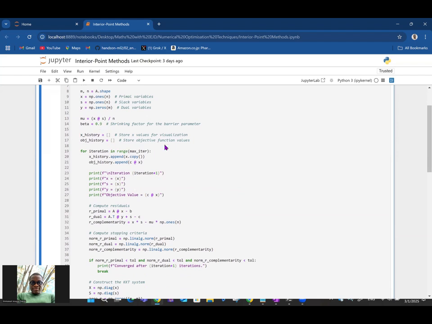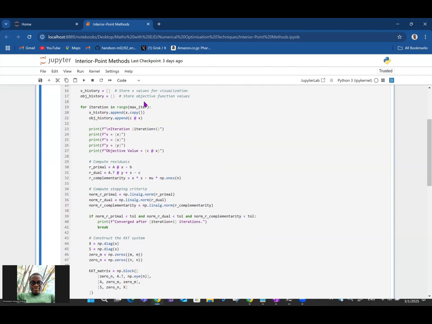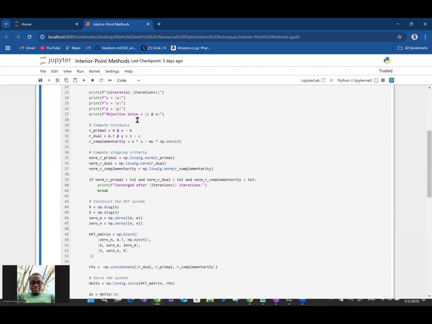Then you need to store x values for visualization. That's the x history and the objective history. Also, you want to store it for the process. So for iteration in range of the maximum iteration, you do all the possible things. Then you print the results at each step, so you can see from the first iteration till the end how the result goes. Then you also compute the residuals.